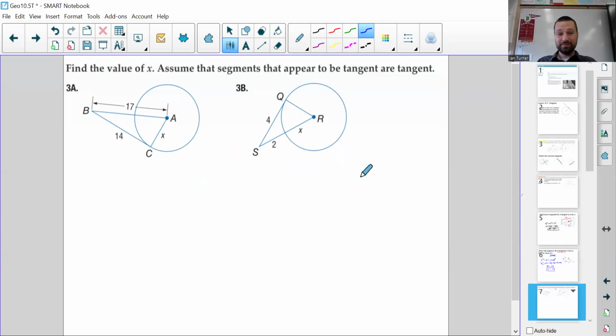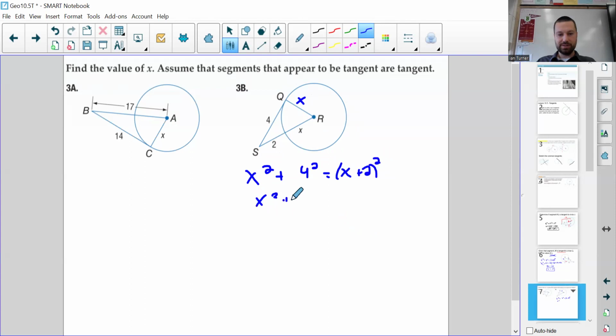Similar things here, right? For 3b, you'd put in x here. You do the same thing because this is a radius, this is a radius, so it'd be x plus 2 squared here. Do we want to see another one? Sure. So we get x squared plus 4 squared equals x plus 2 squared. It's going to come out very similar.